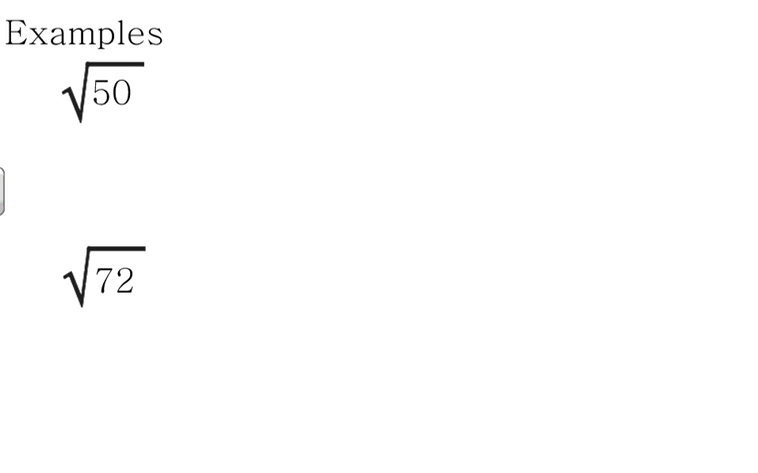So let's try some examples. Now here's the tricky part. The tricky part is choosing numbers that are perfect. Here's what I mean. If I asked you to break down 50, I could break it down into 5 and 10. The square root of 5 times the square root of 10. This is a true statement. But the problem is that the square root of 5 is not perfect.